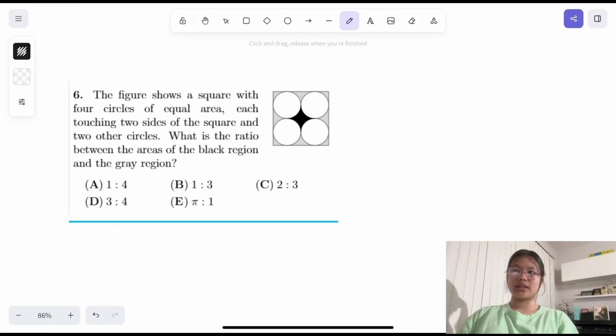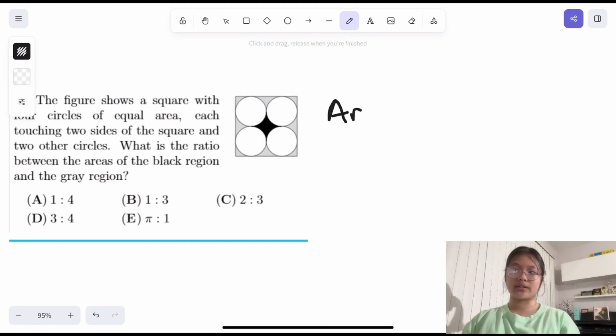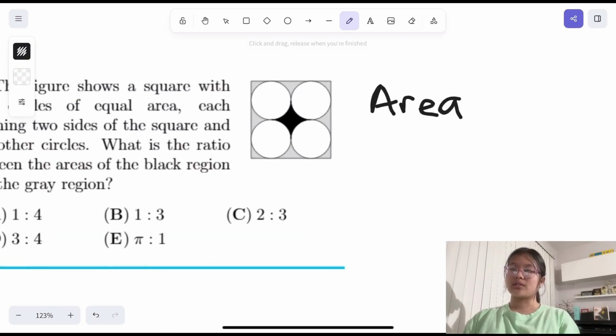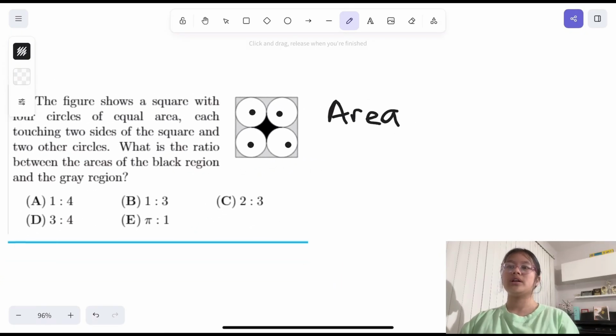Question number 6. So the figure shows a square with 4 circles of equal area, each touching 2 sides of the square and 2 other circles. What is the ratio between the areas of the black region and the gray region? So let's find the area of the box first. So there are 4 circles. So we can assume that these 4 circles will fill the area.